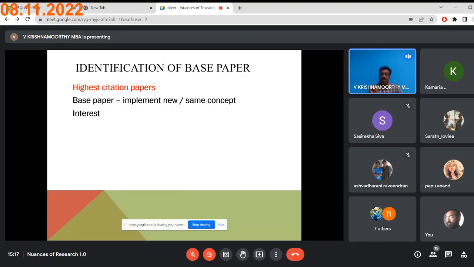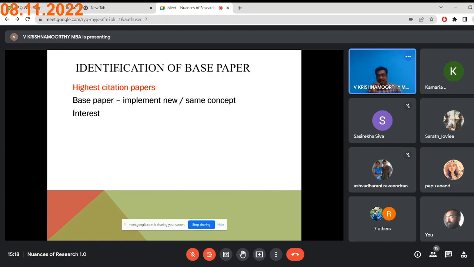So what is the base paper? Base paper means it is a classical paper or a seminal paper. Even if you take research on service quality, service marketing, the service quality concept was given by Parasuraman and Zeithaml. So this paper is said to be a base paper. Similarly, let's take stress. If you like to do some research on stress, the paper written by Uday Pareek may be the best base paper.